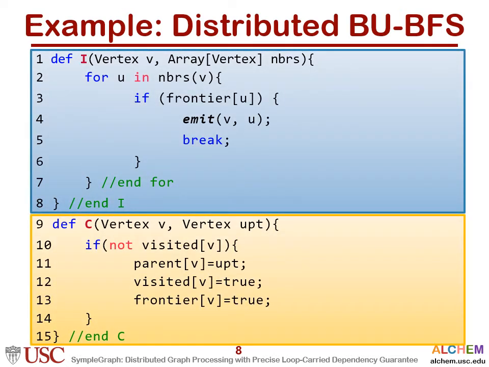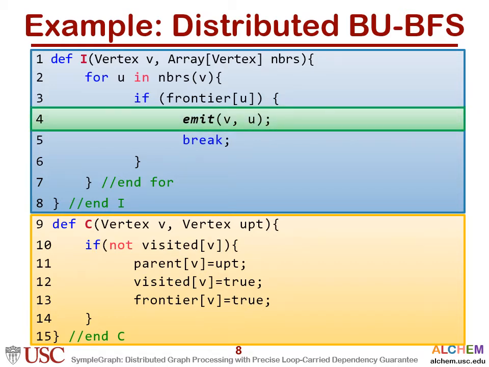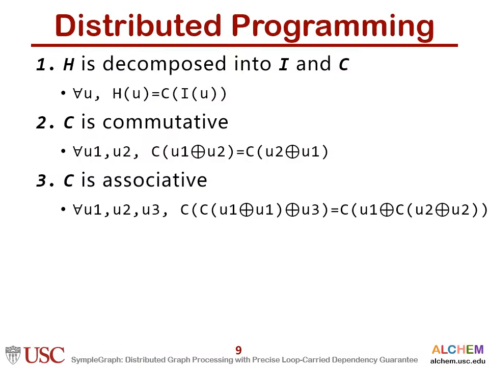So here we have two functions. It's very similar to the function we have seen before, except that it is broken into two parts. And in function I, we have an emit function that will transmit the update from the mirrors to the master. In this distributed programming, the functions h, I, and c have to follow the following properties.